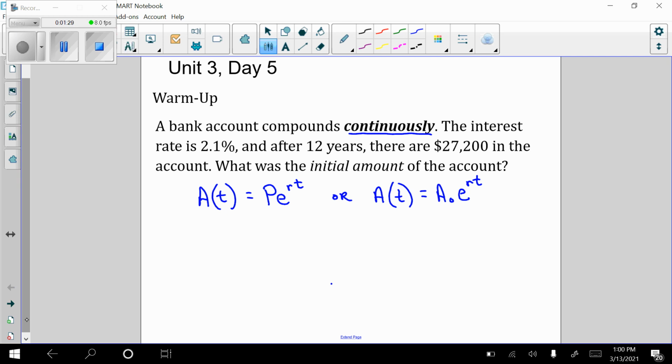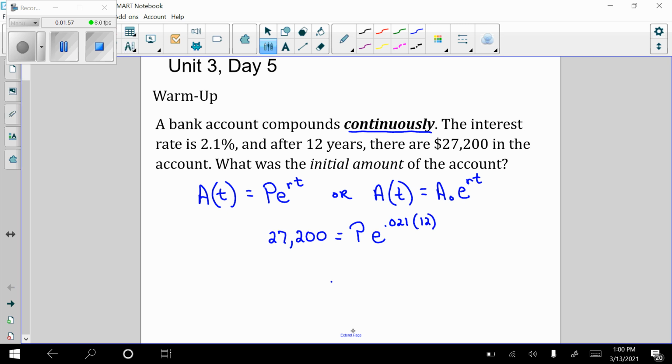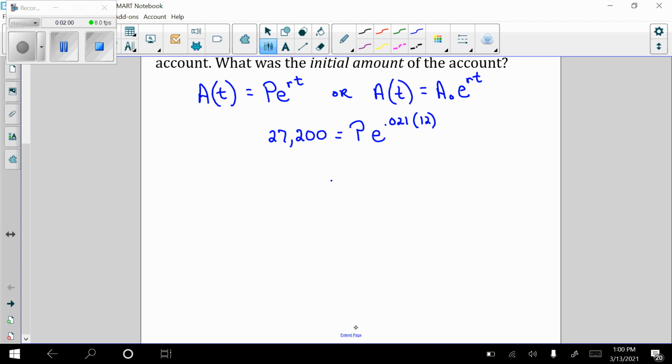Okay, so in this problem, we know our final amount is $27,200. I don't know my beginning amount. I'm going to go ahead and use the capital P for that. E, my rate is 0.021. And that was there for 12 years. So I want to know what the original amount was. So I am going to just go ahead and solve for P.